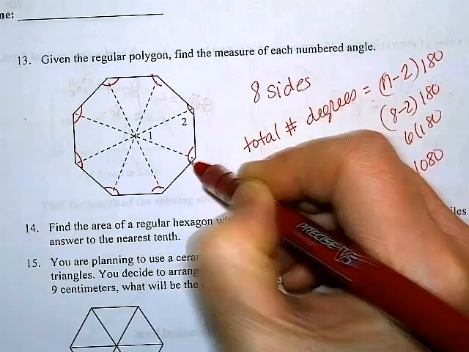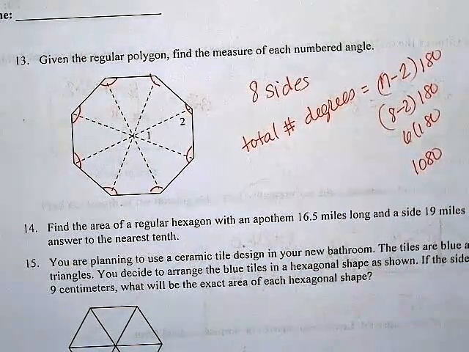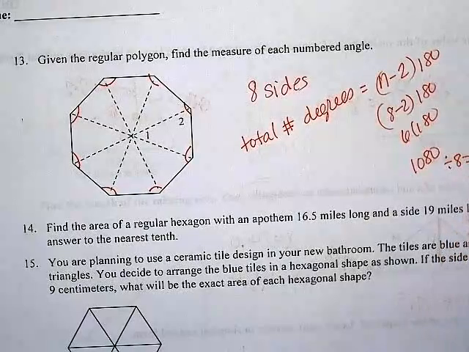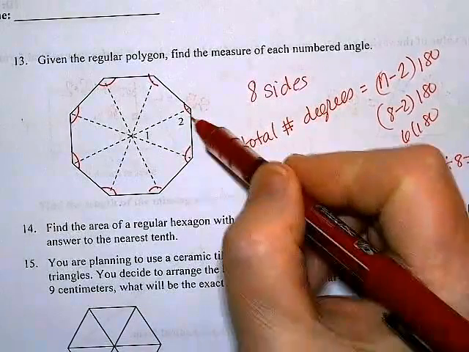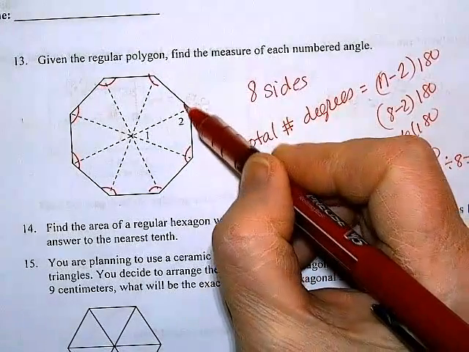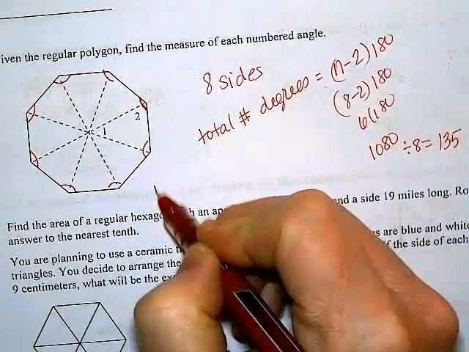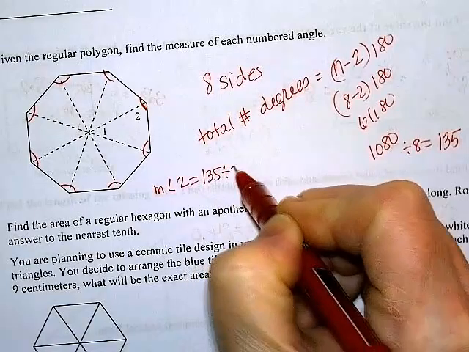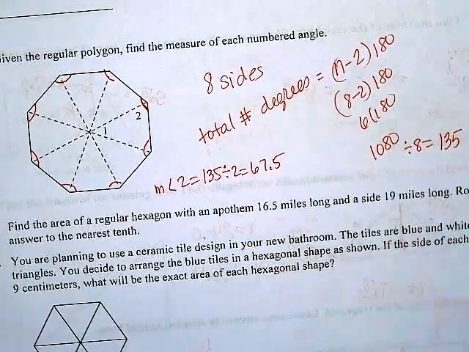So how big is each one by itself? I get 135. Okay? So, if it's 135 and I'm cutting it in half, what am I going to have? Okay, so that's how you find angle 2.